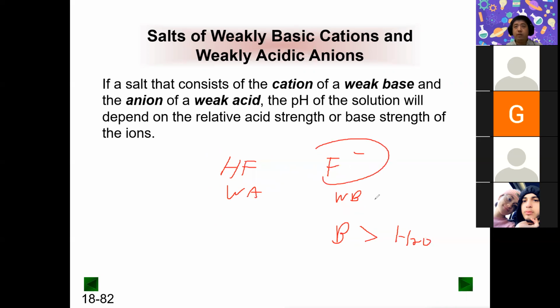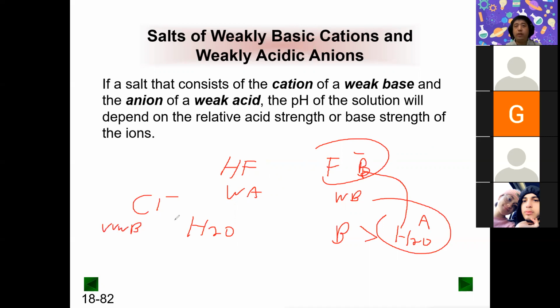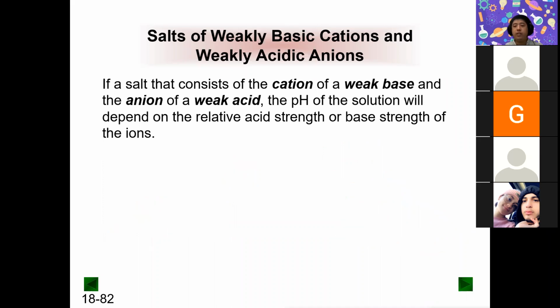So if I put F minus and water together, this will function as the base. This will function as the acid. It will take away an H in the process. If I put Cl minus into water, even though this is a base, this is a very, very weak base, weaker than water. So water is a stronger base than chlorine. It will hold on to its H more so than chlorine will be willing to take it. Okay, any questions?